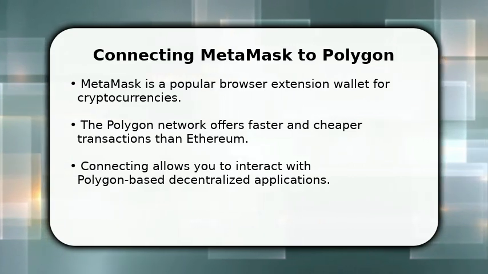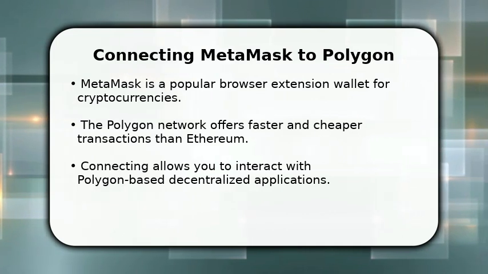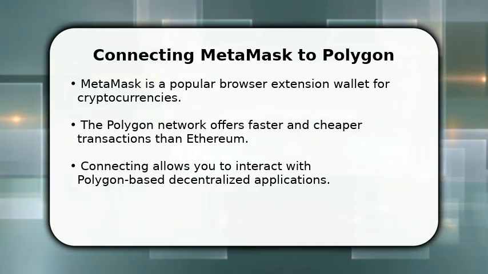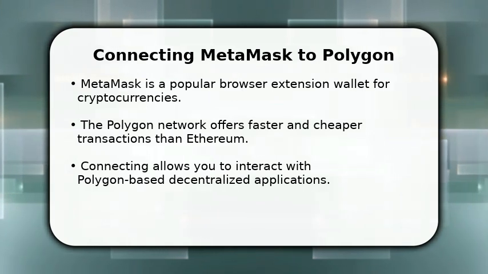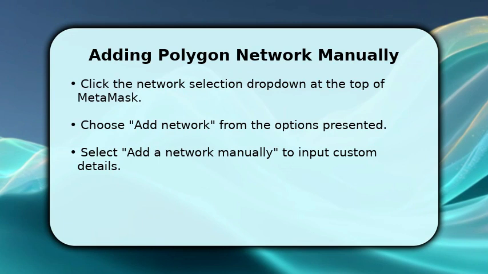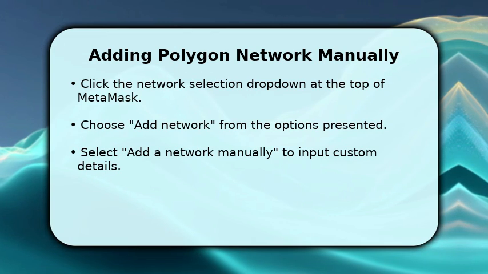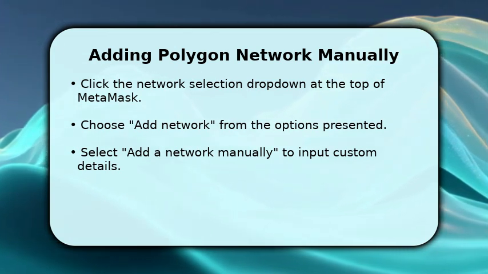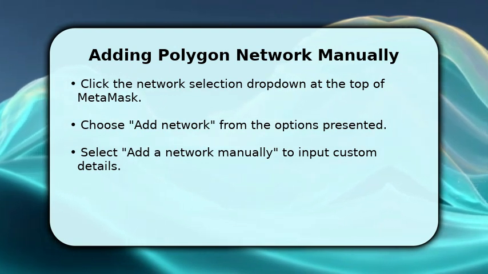This straightforward process will enable you to seamlessly use Polygon's benefits, including its faster and more cost-effective transactions for your decentralized applications. Once you've opened MetaMask, locate the network drop-down menu, typically found at the top of the wallet. Click on it, and then select Add Network from the options presented. From there, you'll choose Add a Network manually.